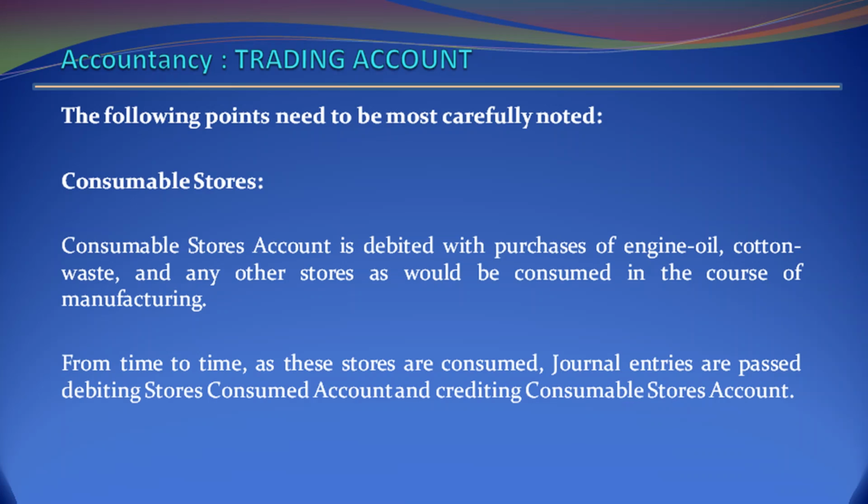Consumable stores. Consumable stores account is debited with purchases of engine oil, cotton waste, and any other stores as would be consumed in the course of manufacturing. From time to time, as these stores are consumed, journal entries are passed debiting stores consumed account and crediting consumable stores account.